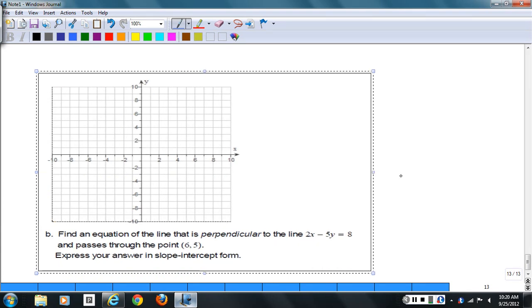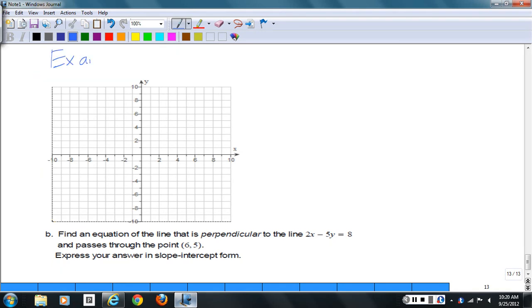Are they squares yet? I think maybe so. In fact, this one right here looks like it's almost too wide, so I'm going to go with this picture. Example 10: find an equation of the line that's perpendicular to the line whose equation is 2x minus 5y equals 8. Now, we don't technically need a picture, but I think it's helpful to have one because it's a very visual type problem.